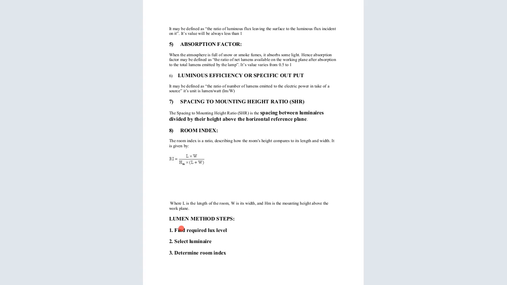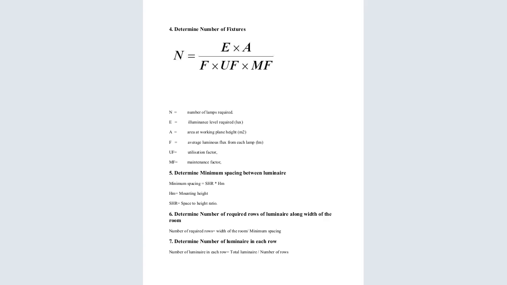Step number 1 is to find the required lux level. Then select the luminaire, then determine the room index, then find the amount of lux. Then determine the number of fixtures. The formula is N equals E times A over F times UF, where UF is the utilization factor.